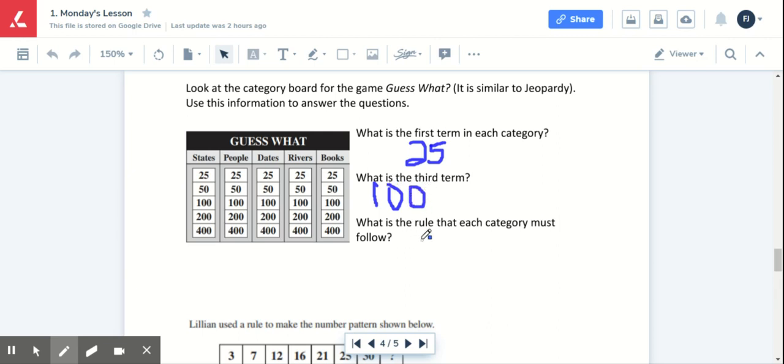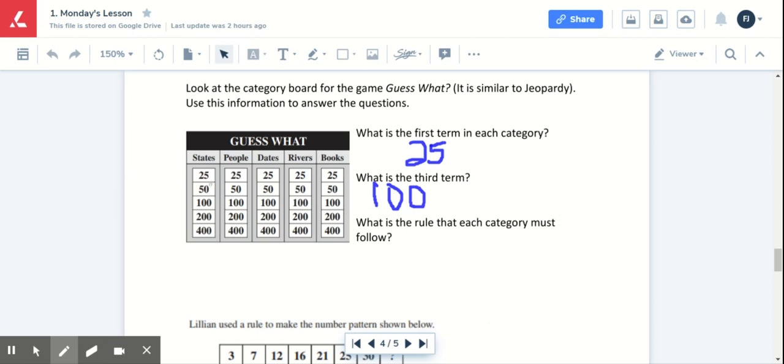Now, what is the rule that each category must follow? Notice, are our numbers getting smaller or larger in each category? Yeah, they're getting larger. From the first term to the last, the numbers are increasing. Now that means that we're either adding or multiplying. Now, if we add 25 plus 25, we get 50. That works. 50 plus 25, that doesn't equal 100, so we know we're not adding.